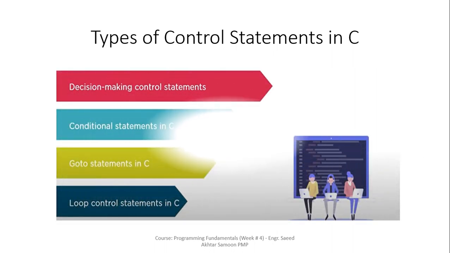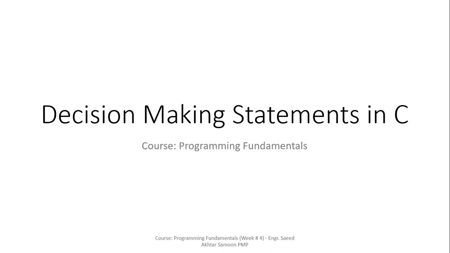There are actually four types of control statements in C: decision making control statements, conditional statements, go-to statements, and loop control statements. Again, I will repeat them: decision making control statements, conditional statements, go-to statements, and loop control statements. These are the four types of control statements in C programming language. We'll start with decision making statements.